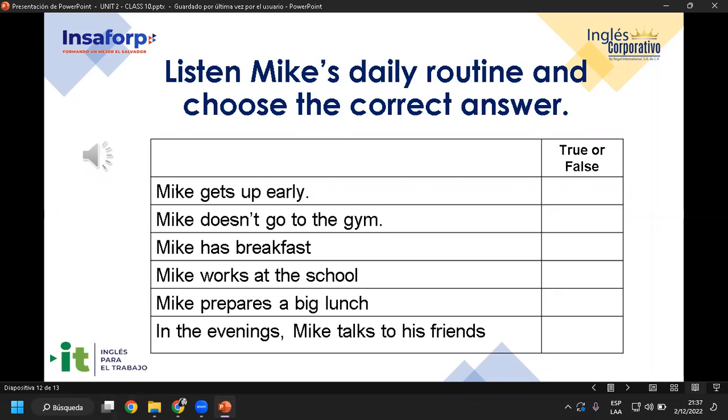Okay. Did you listen to the audio? Yes. ¿Lo escucharon? Did you listen? Yes. Por rato se cortaba. Okay, let's do something. I'm going to play the audio again. Lo voy a colocar una vez más. Okay, so microphones off, everybody. Microphones off and pay attention.